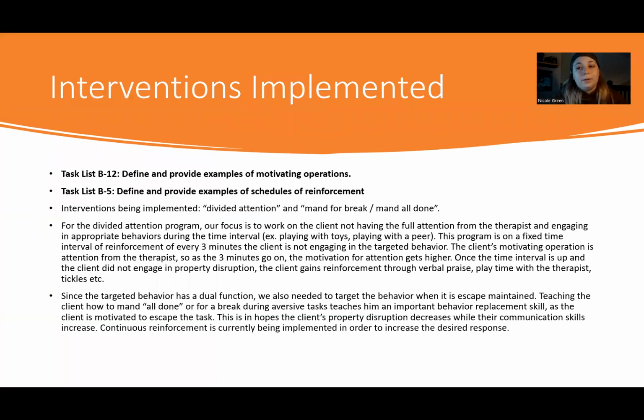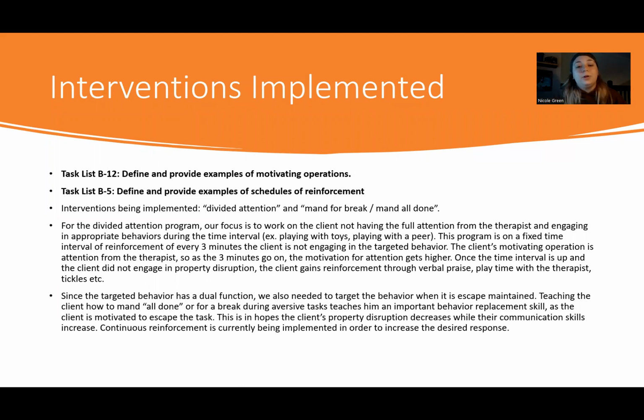For the interventions implemented, we're going to be going over task list B12, define and provide examples of motivating operations, as well as task list B5, define and provide examples of schedules of reinforcement. The interventions being implemented are divided attention, as well as a mand for break and mand for all done.